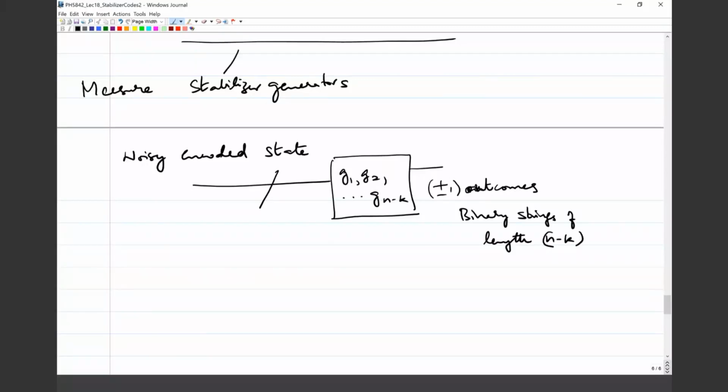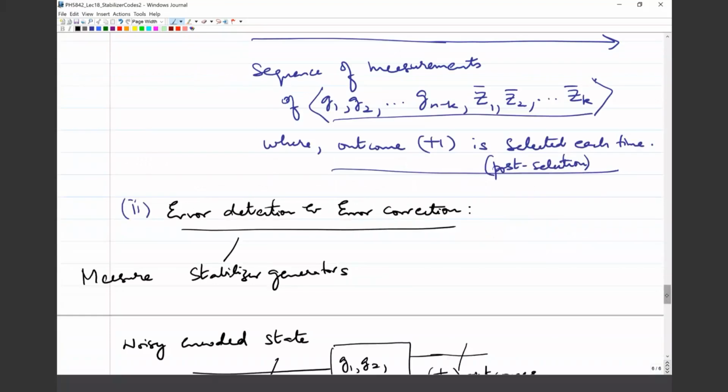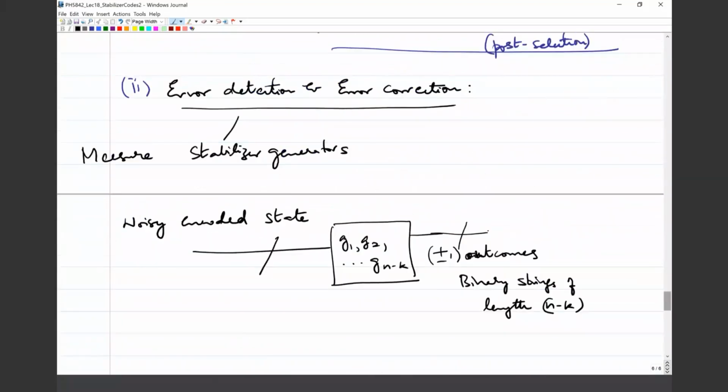And depending on that, you simply had to do a single qubit X or a single qubit Z as the recovery operation. And based on this, you do the recovery operation. Right? So this is how you will do the error detection and the error correction completely in the stabilizer formalism.